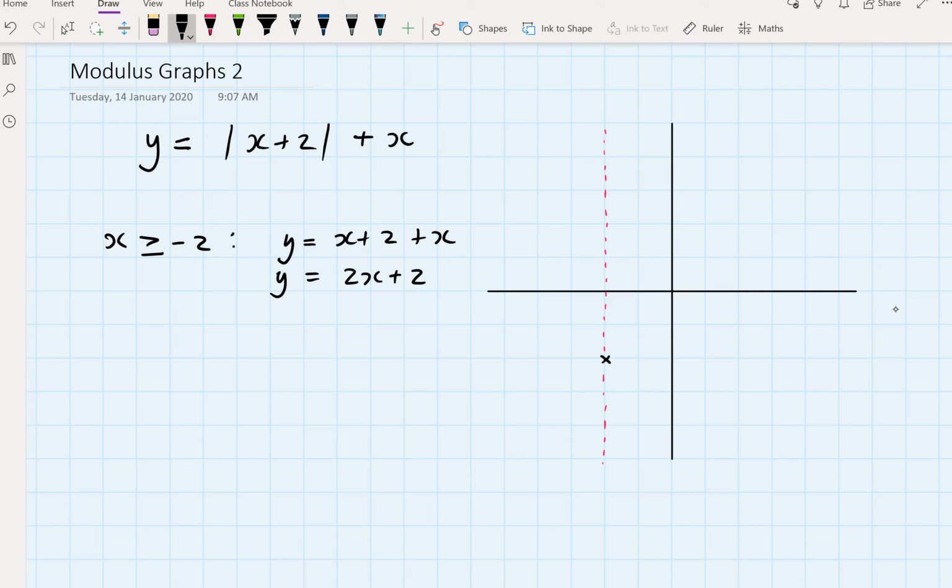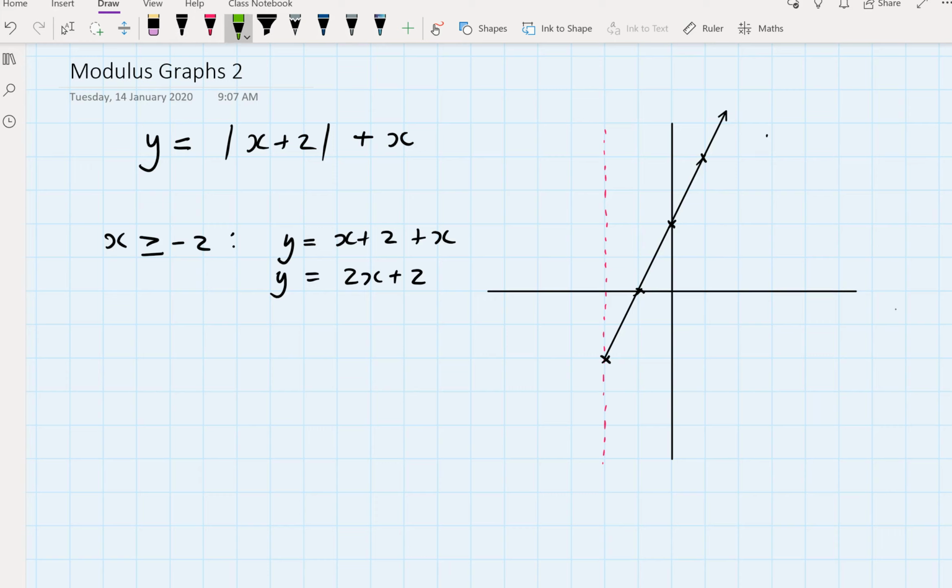When x is at 0, we're going to get a value of 2. It shouldn't be too surprising because we've got a gradient of 2, so we go 2 up, 1 across, 2 up, 1 across. And so there is the graph that's going to exist for all the values where x is greater than minus 2. So I can draw that line in, and it's going to be a line that looks something like that. There we go. So that's what happens when x is greater than minus 2.